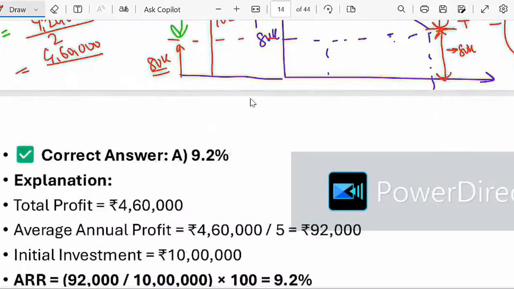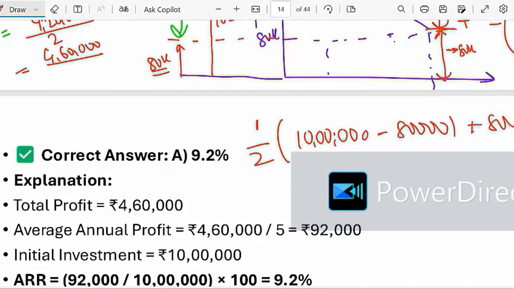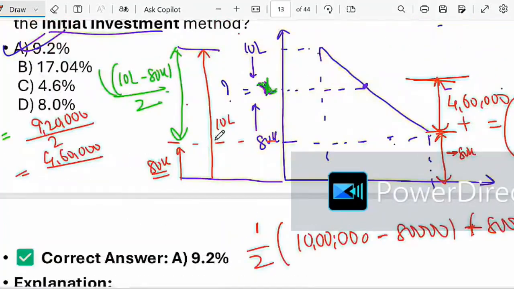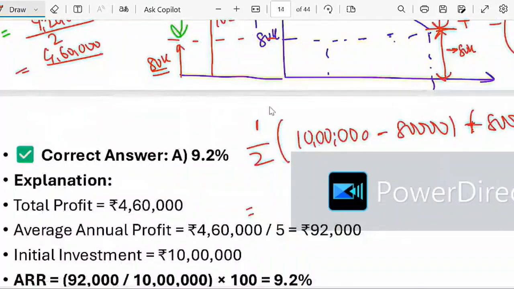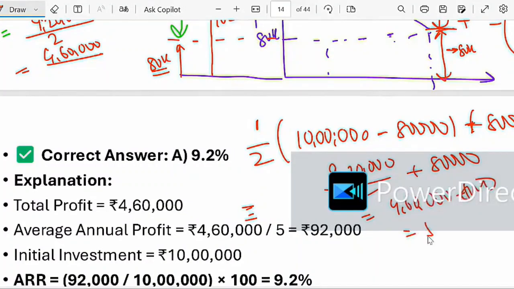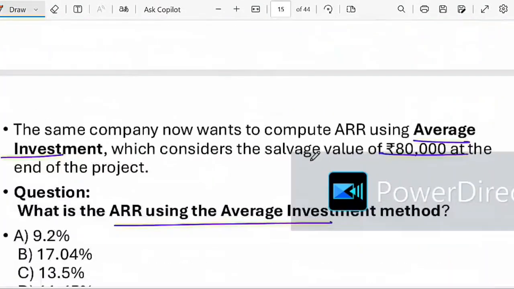In your book they have written down the formula like this: half of 10 lakh minus 80,000, plus 80,000. This formula they have given, right? How did you get this formula? That is what I have explained using this graph. So this is the average investment: 9 lakh 20,000 divided by 2 plus 80,000. So it is 4 lakh 60,000 plus 80,000, which is 5 lakh 40,000. So this is your average investment.